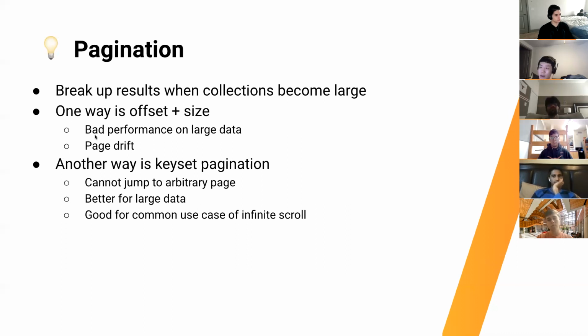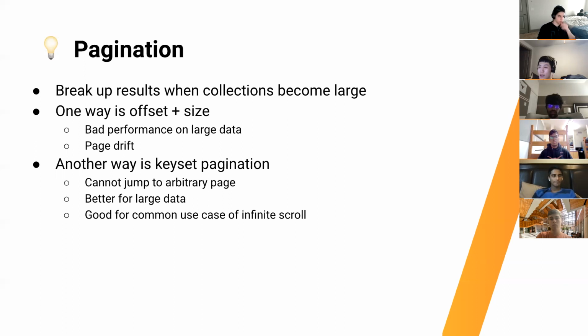But the thing is, it's pretty bad performance on large data, because what it needs to do is read through the entire offset. It has to go all the way up to that page and then pick out the 10 or however many you want. So when your data gets large and you have to go far back a lot of pages, it has to linearly crawl back through. The performance is going to slow down if you have large data.